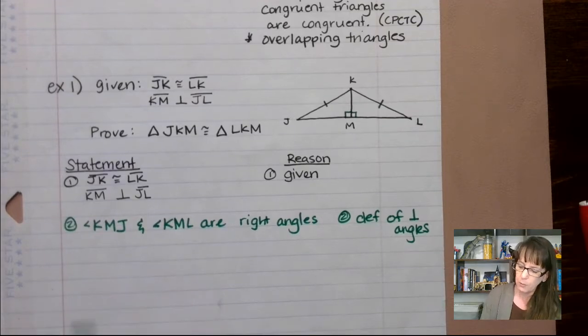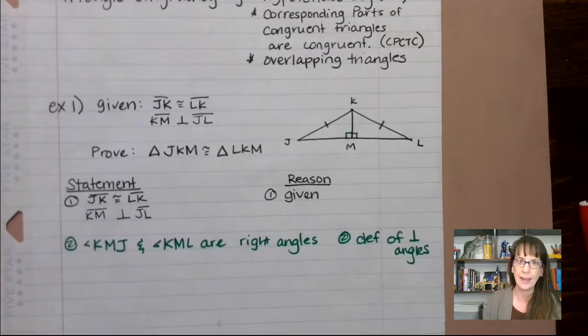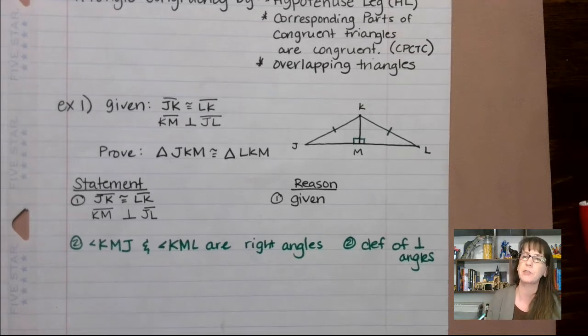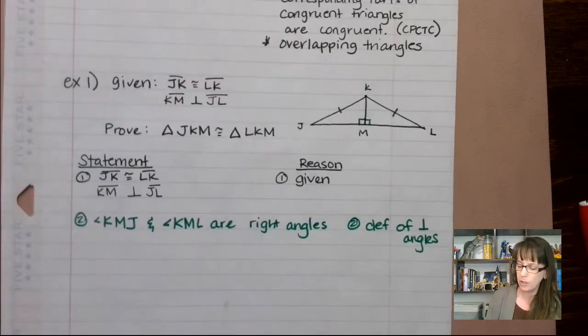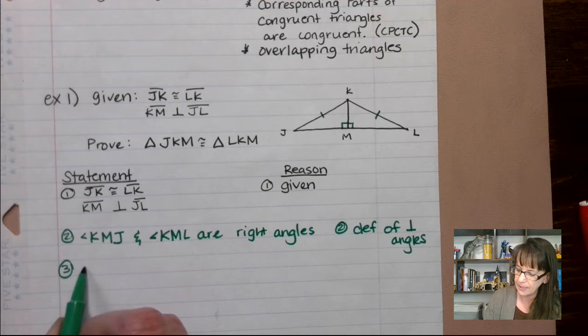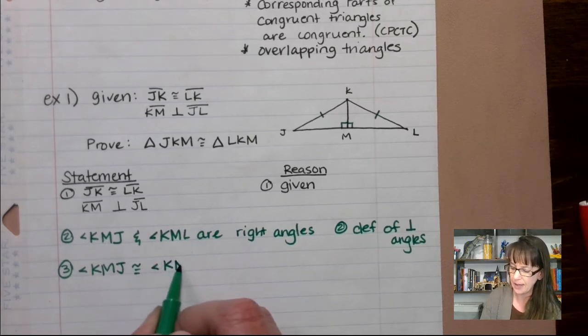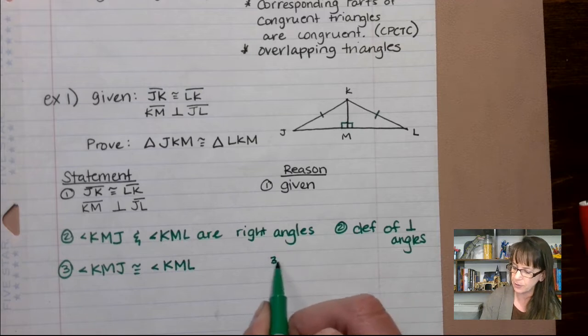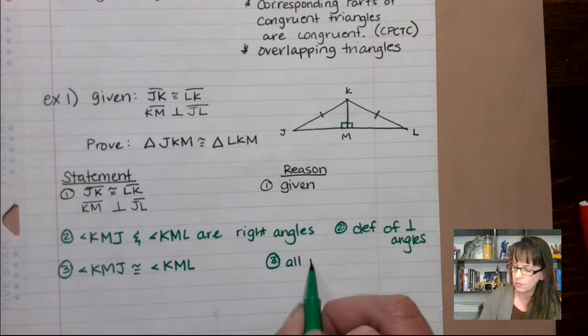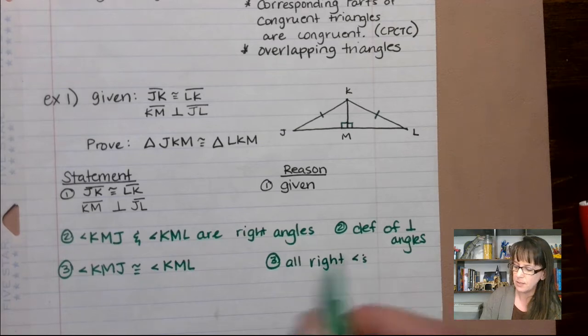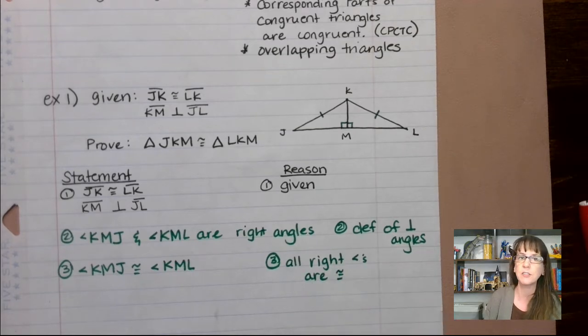Okay. So now that we know that, the hypotenuse leg is where we have the hypotenuse of a right triangle and a leg, then we can say that these two right triangles are congruent. So the next thing that we want to do, because we're saying this about the right angles, for number 3, it's not just enough to say that they're 90-degree angles. We also have to say that they are congruent. So KMJ is congruent to KML. And this is because for number 3 here, all right angles are congruent.